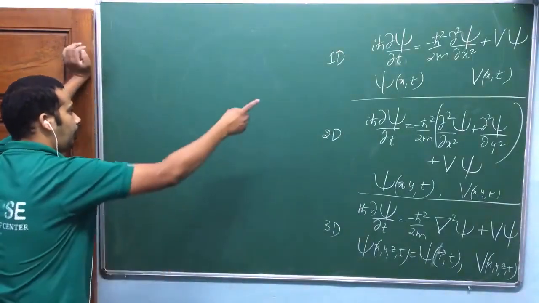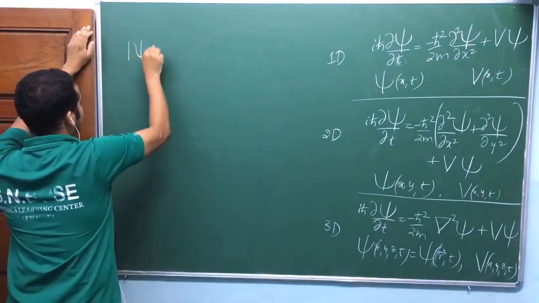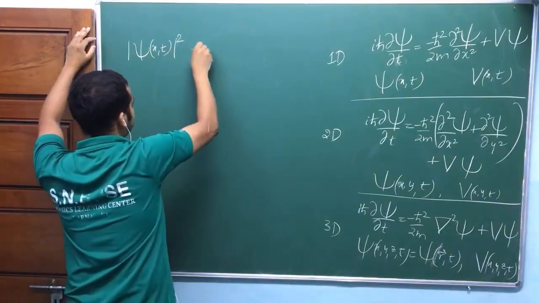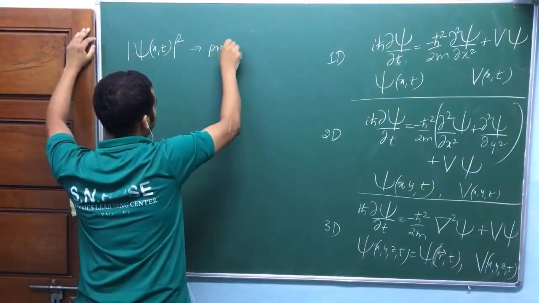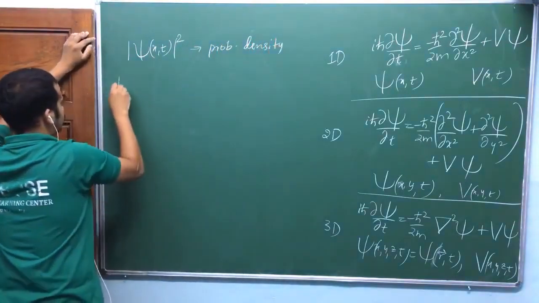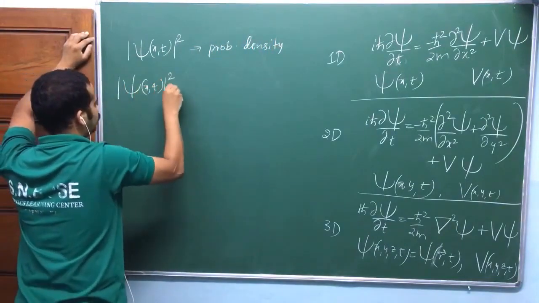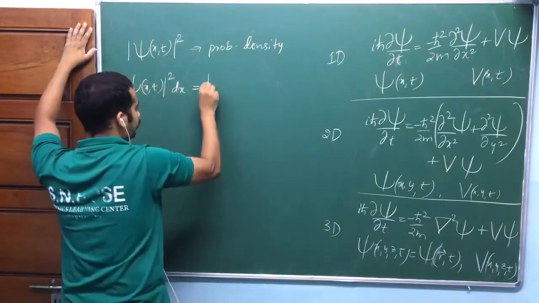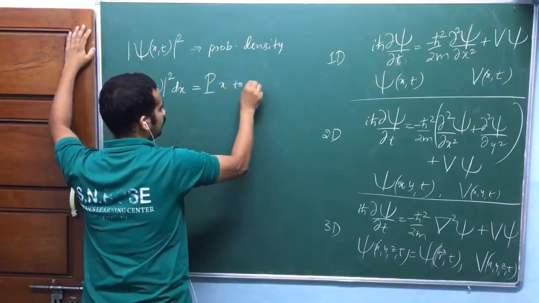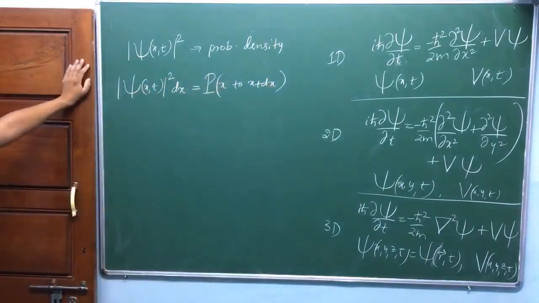Now look at here. What is the interpretation of psi? Mod psi of x, t whole square is the probability density. What is mod psi of x, t whole square into dx? This is equal to the probability of finding the particle from x to x plus dx. I'll write it symbolically because I can't write this statement.